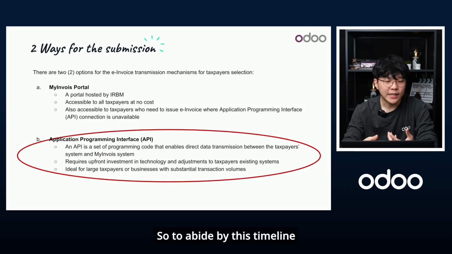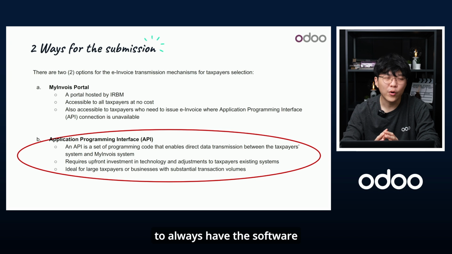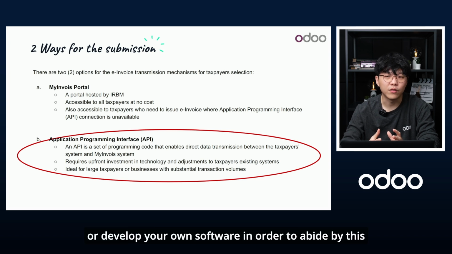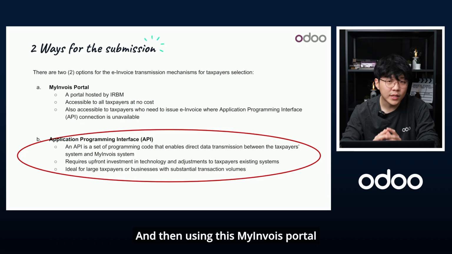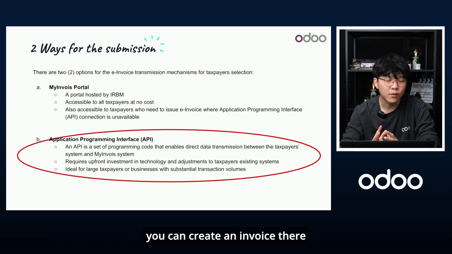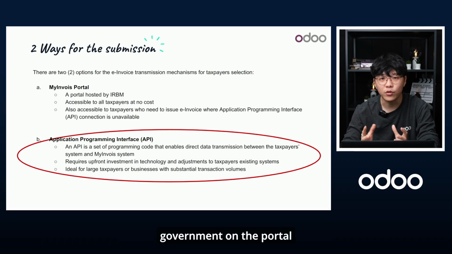To abide by this timeline, of course, the government also does not expect you to always have software or develop your own software in order to comply. Therefore, they support a platform called MyInvoice. Using this MyInvoice portal, you can create an invoice there and directly submit it to the government on the portal.